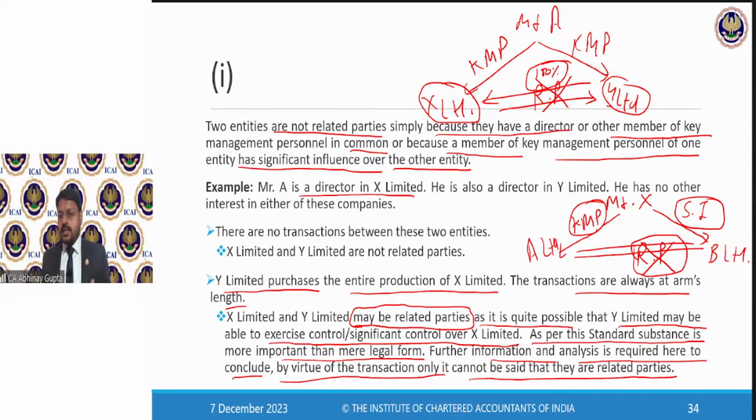But because of these significant transactions, it gives an indicator that X Limited might be acting under the governance or direction of Y Limited, because it is wholly and solely dependent on that. So if the facts lead to that conclusion, then we will treat these parties as related parties, otherwise not. Clear? Any doubts?